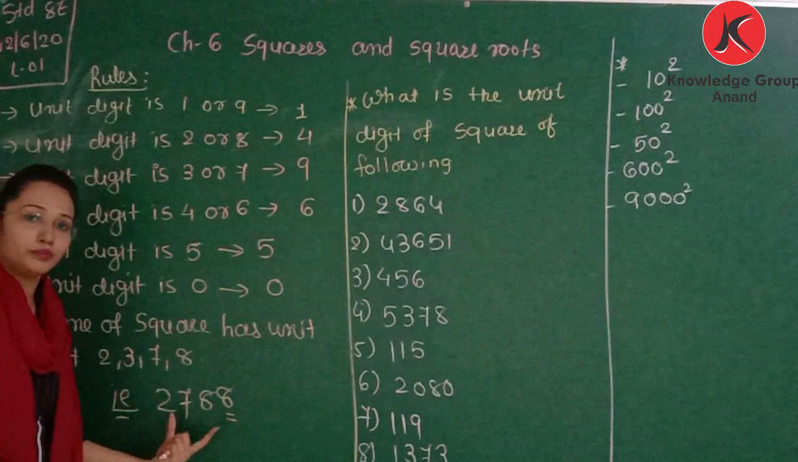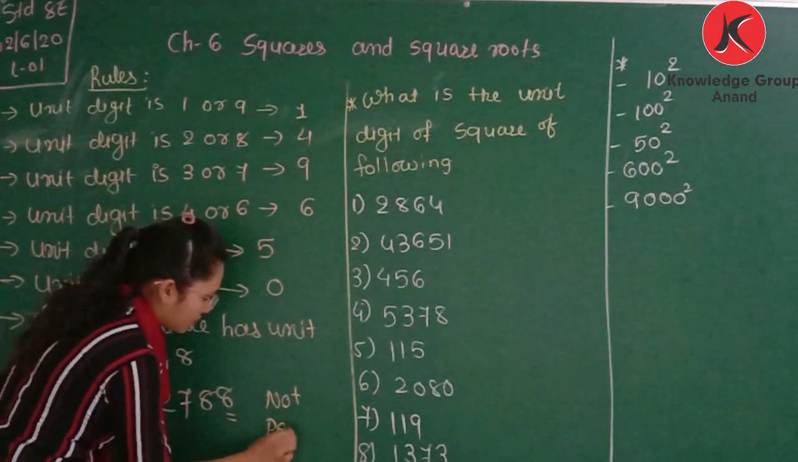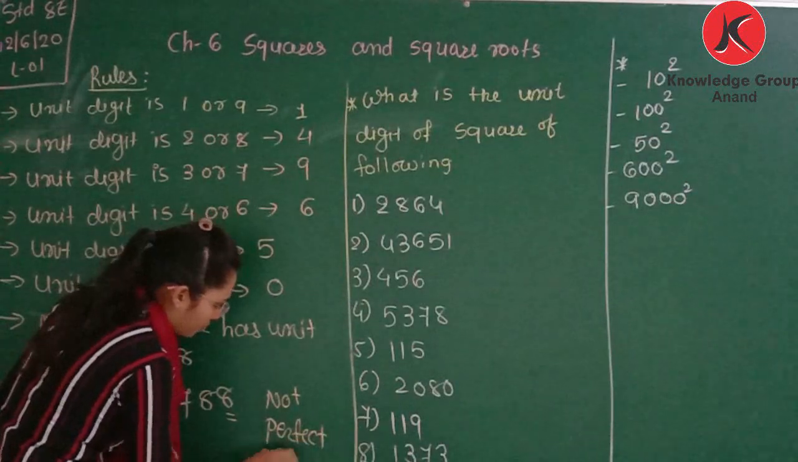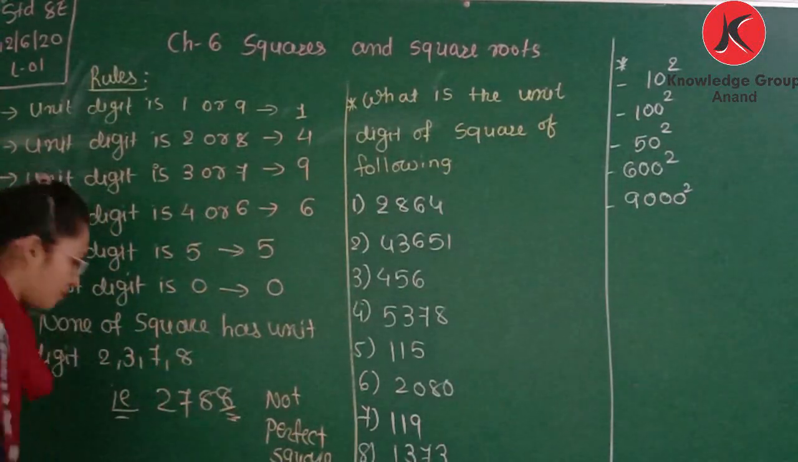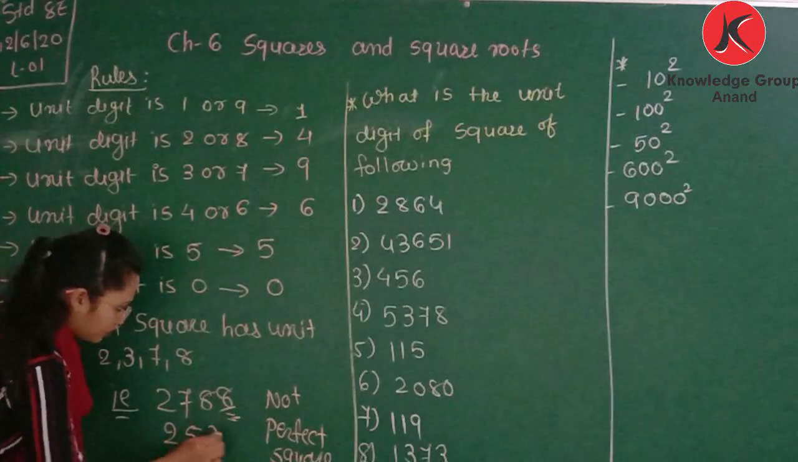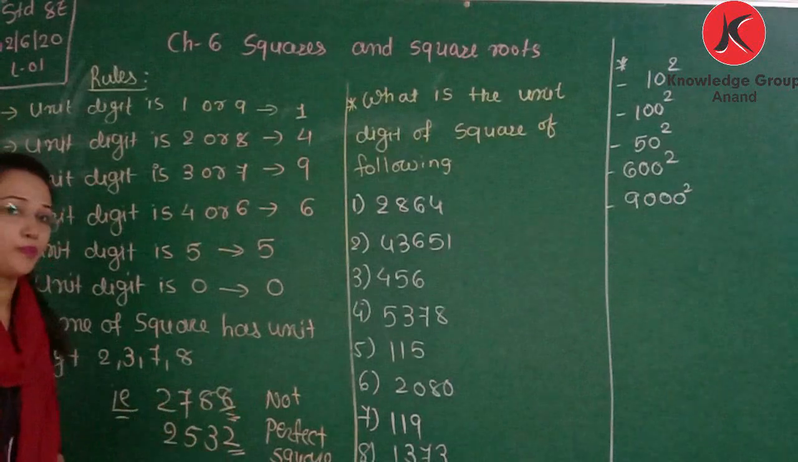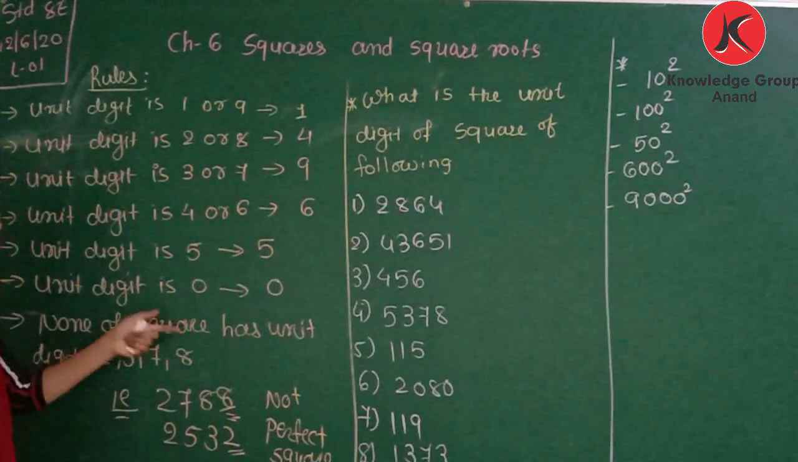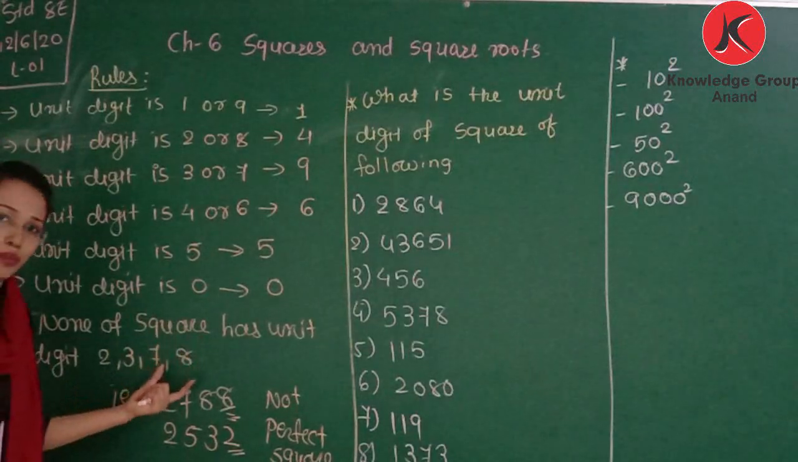So which one is it? This is not a perfect square. Why? Because unit digit is 8. Same, last digit is 2. So this is also not a perfect square. Using these rules, you can find the unit digit of any number.